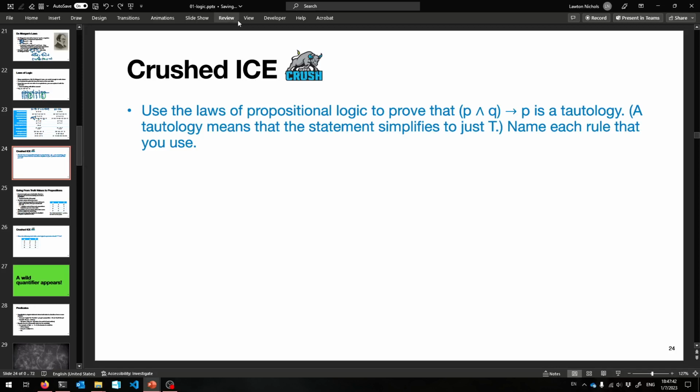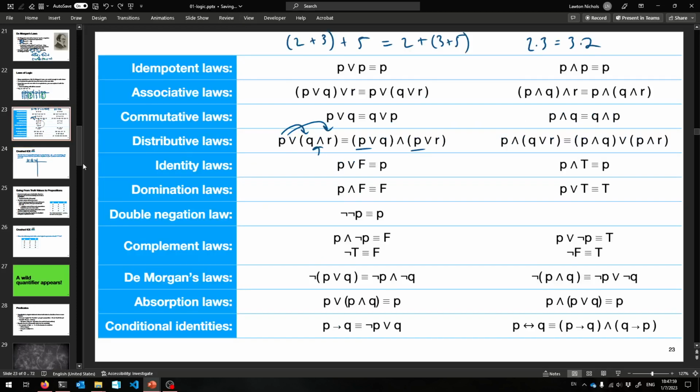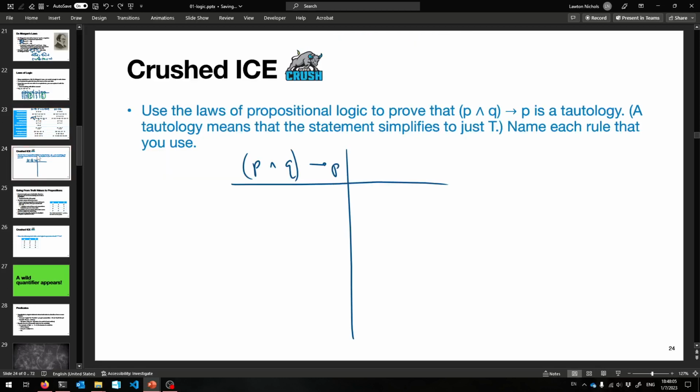So you're starting from P and Q implies P. You're going to rewrite that using your laws, and you're going to eventually end up with just true. Okay? So try that. Use these laws on this slide. See if you can come up with the answer. All right, so let's work on this.